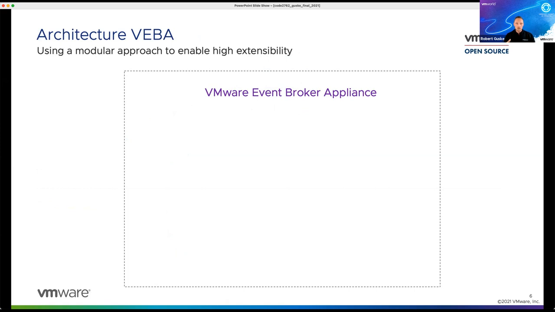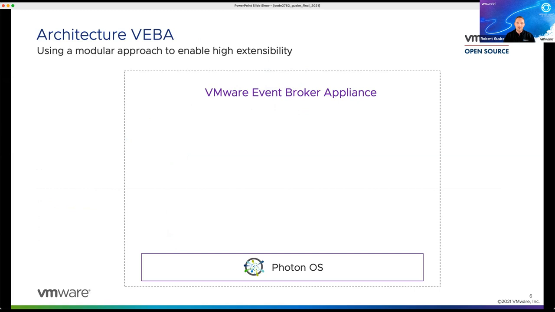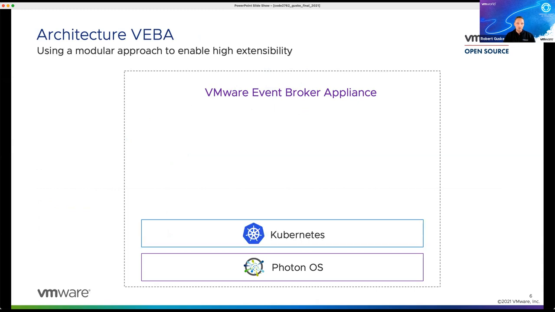The first thing is we need an operating system, and we decided to go with VMware Photon OS. It's a lightweight, cloud native application optimized operating system. Then we need a platform to run modern workloads, and in our example here, that is Kubernetes. Then we need other components which will serve our workload, for example, for networking or ingress capabilities. In this case, it is Antrea and Contour.